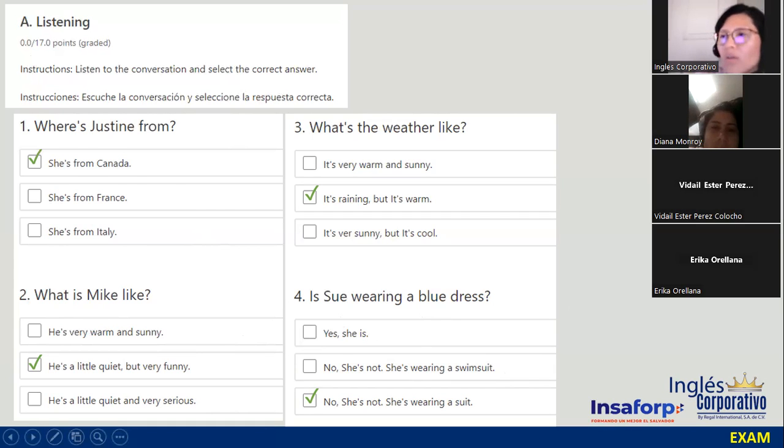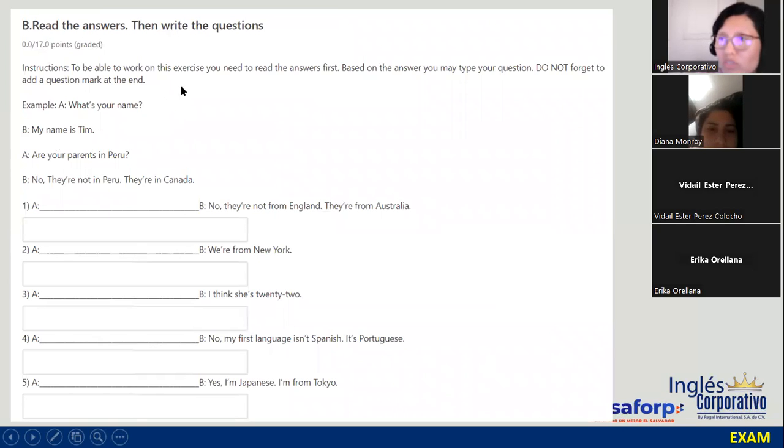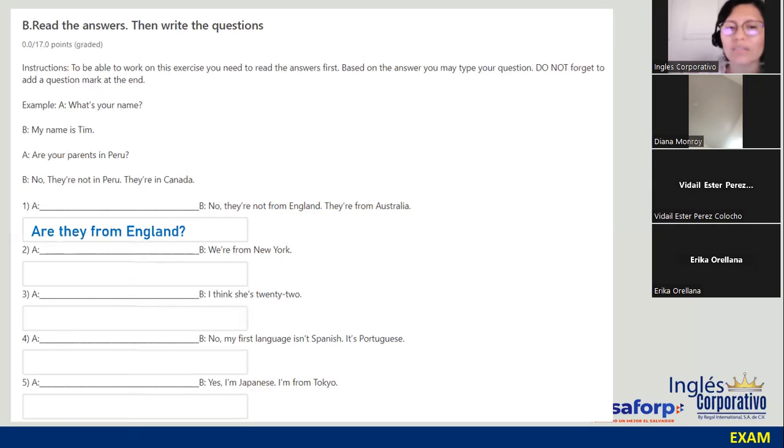Este era el ejercicio A, ¿verdad? Luego, in B, it says, read the answers, then write the questions, right? To be able to work on this exercise, you need to read the answers first. Based on the answer, you may type your question. Do not forget to add a question mark at the end. Si la respuesta es no, they're not from England, they're from Australia, ¿cuál fue la pregunta que hicimos? Esta es de sí o no. Are they from England? Muy bien, correcto, Esther. Y la respuesta es, no, they're not from England, they're from Australia.